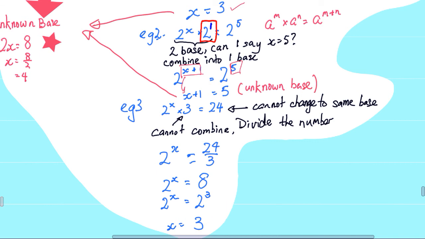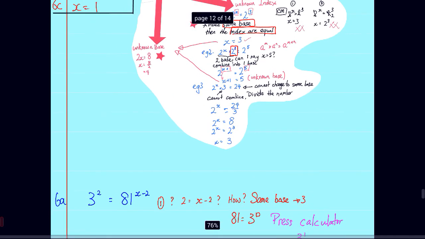So with this, can you now try out the example below?